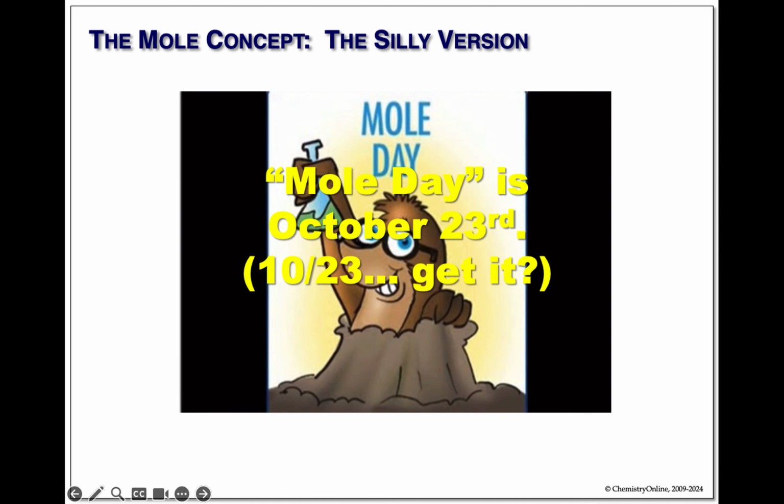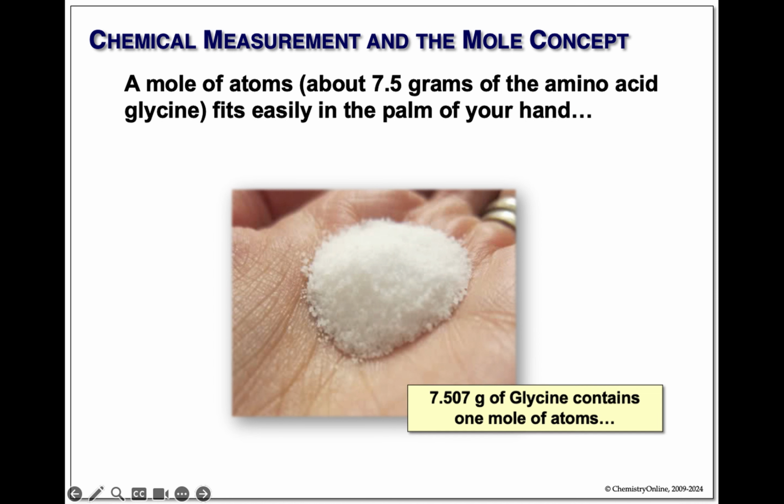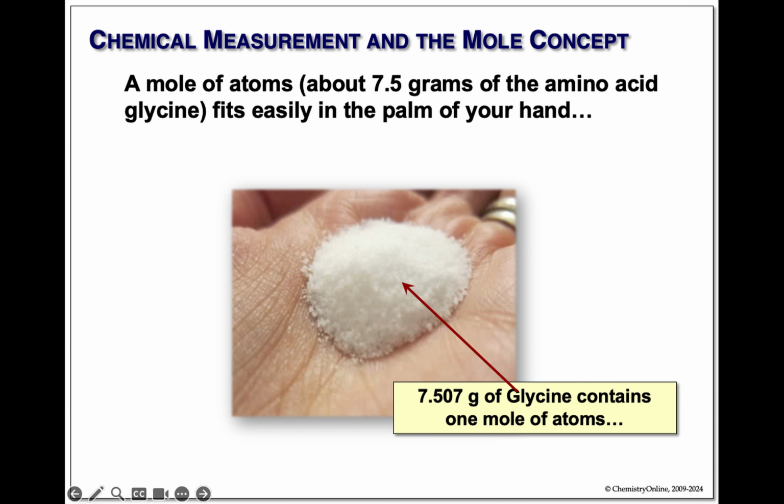They pointed out a handful of stuff. Well, this is glycine. This is 7.5 grams of glycine. That's a mole of atoms. As huge a number as it is. Let's just do one more. Gosh, that's a big number sort of thing.